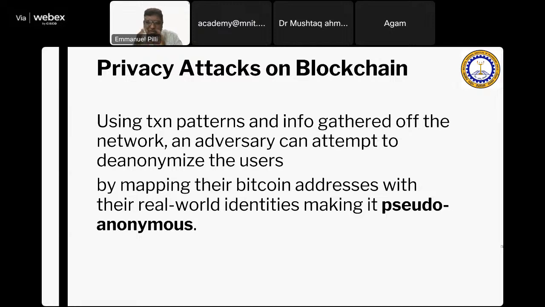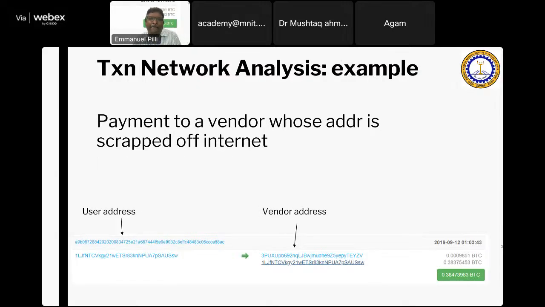You can also look at their transaction chats which are going on in Telegram or WhatsApp or other places. If both cases come before you, and you can map both of them, then you can understand that the same individual is there. You can map the Bitcoin addresses with their real-world identities, making it pseudo-anonymous.